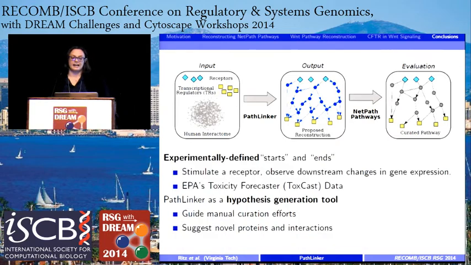Moving forward, what we're looking at is how we can experimentally define our starts and ends, right? Our receptors and transcription factors have come from curated signaling pathways so far. So we're working with the EPA to work with their ToxCast data, where they have screened thousands of toxicants and have protein response for those toxicants. I want to emphasize finally that PathLinker is really a hypothesis generation tool, right? People who are manually curating these pathways can use it as a guide. And we've shown with this CFTR involvement that we can look for and experimentally verify novel protein interactions in known signaling pathways.